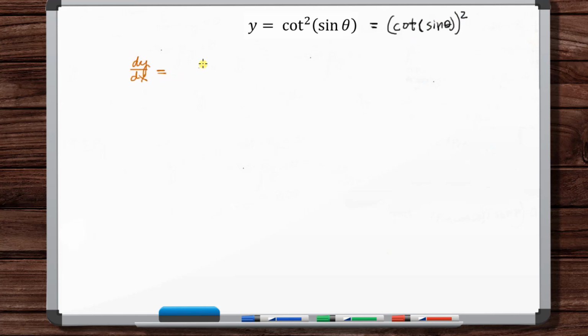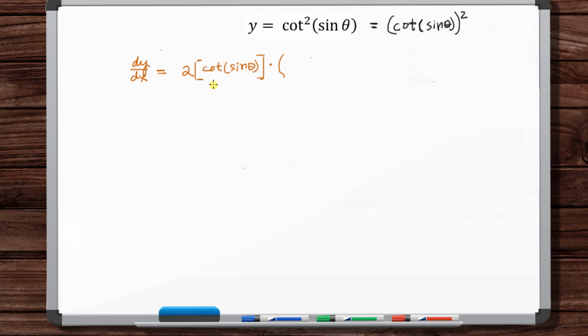So dy/dx is equal to, okay, the derivative of something squared is just 2 times that something, to the 1 power. So now times the derivative of that something. So the derivative of cotangent of sine theta. Well, the biggest picture there is cotangent of something. What is the derivative of the cotangent of something?